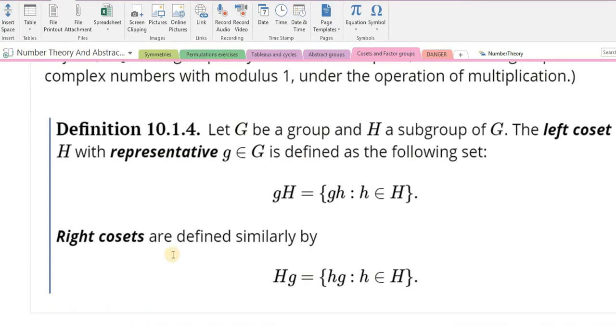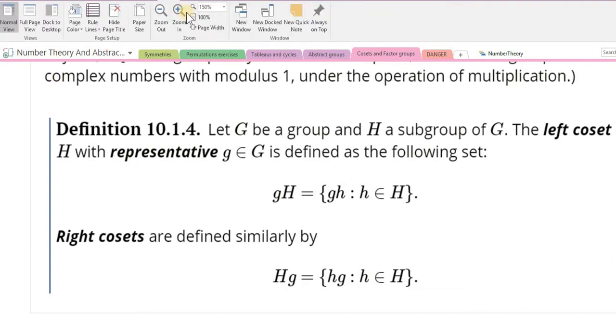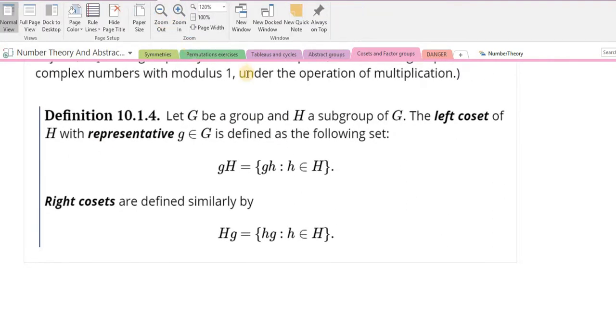So let's think about what a coset is. You have to have a group and a subgroup. So imagine a big group with a little group sitting inside it. For example, the integers are a group, and the multiples of 4 are also an additive group. So you've got a group sitting inside a group. The left coset of H with representative g is defined as the following set: gH, which is the set consisting of gh for all little h in H.